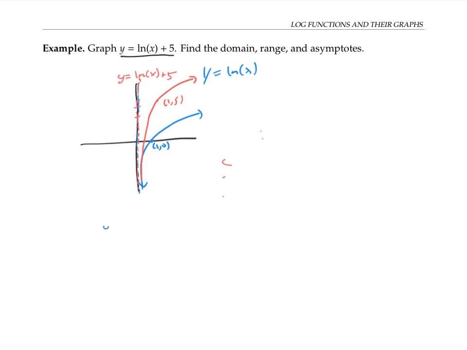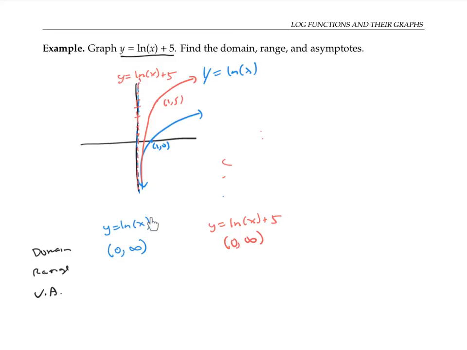Let's compare our starting function, y equals ln x, and the transformed version, y equals ln x plus 5, in terms of the domain, the range, and the vertical asymptote. Our original function, y equals ln x, had a domain of 0 to infinity. Since adding 5 on the outside affects the y values, and the domain is the x values, this transformation doesn't change the domain, so the domain is still from 0 to infinity.